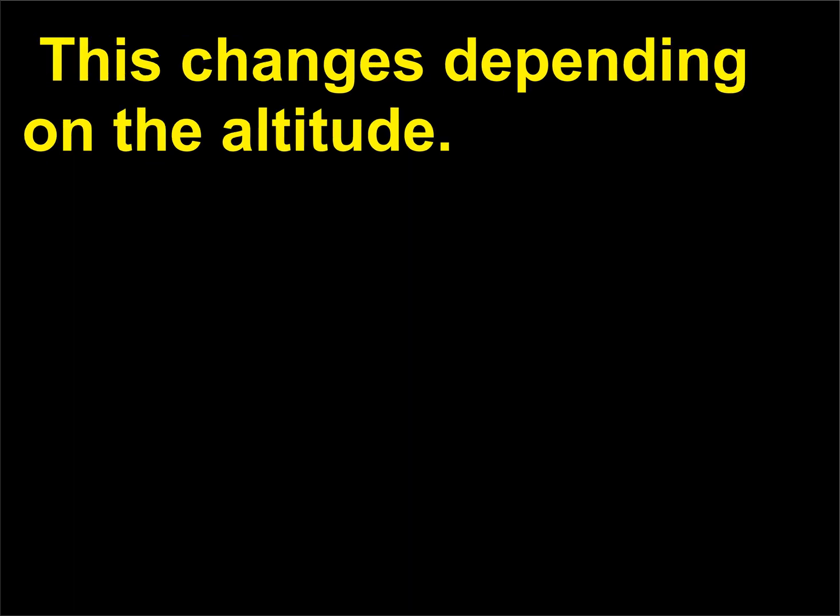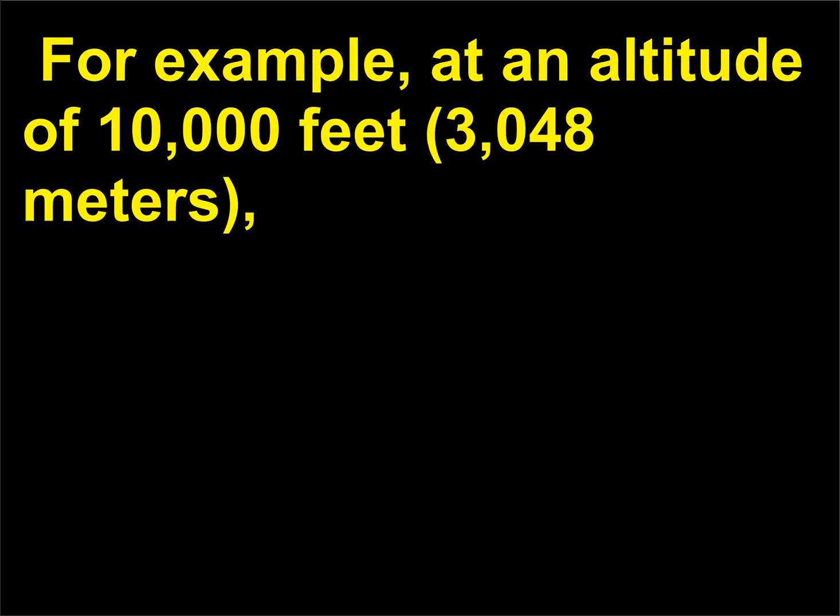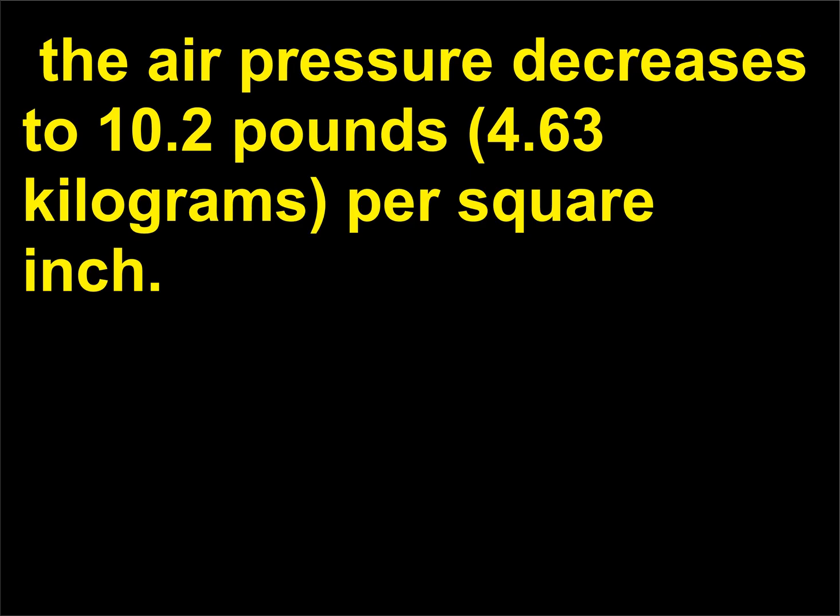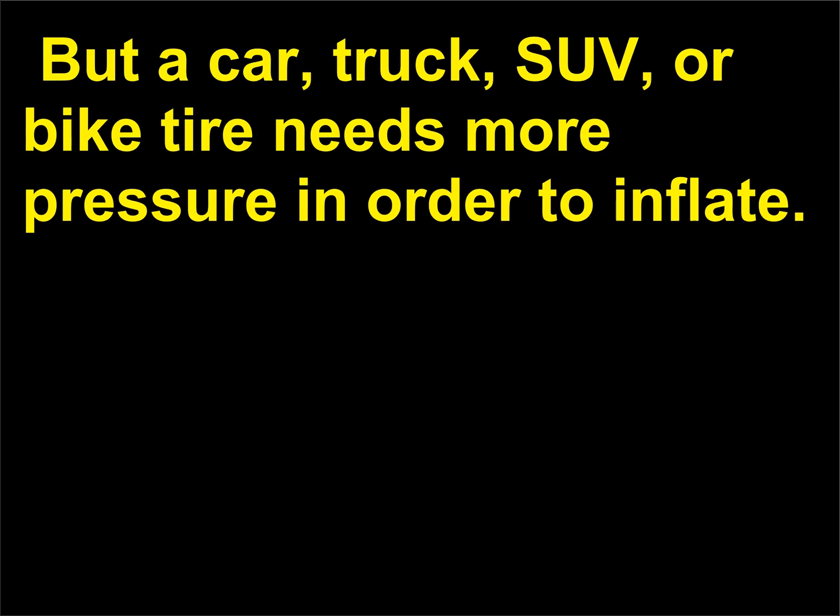This changes depending on the altitude. For example, at an altitude of 10,000 feet, 3,048 meters, the air pressure decreases to 10.2 pounds, 4.63 kilograms, per square inch. But a car, truck, SUV, or bike tire needs more pressure in order to inflate.